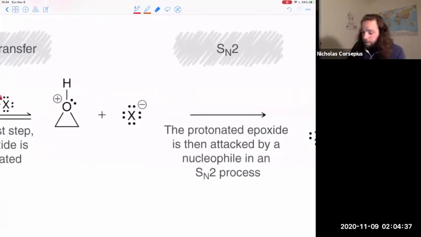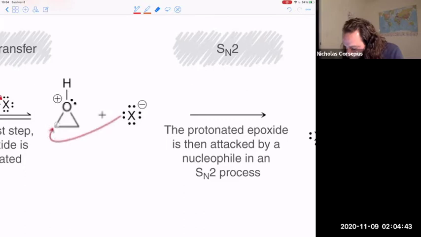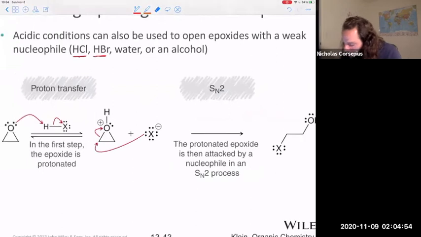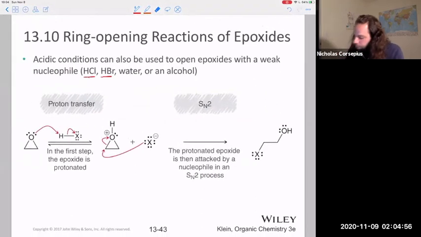Now, it was a good leaving group before, but now it's even better, right? So now I can have my halogen come and attack that electrophilic carbon, and that'll break that leaving group bond right there. So this is again an SN2 style reaction. And then I have my halogen located one carbon away from my alcohol group.